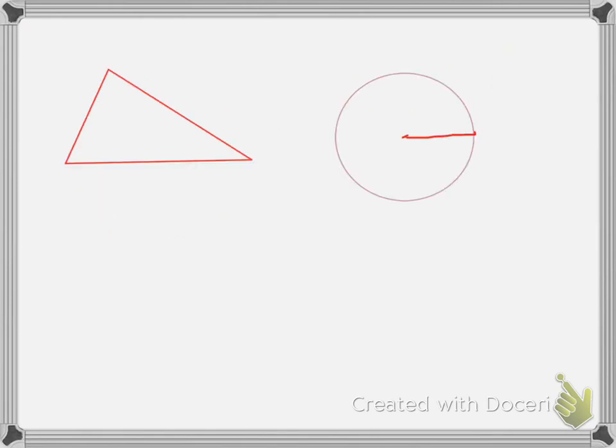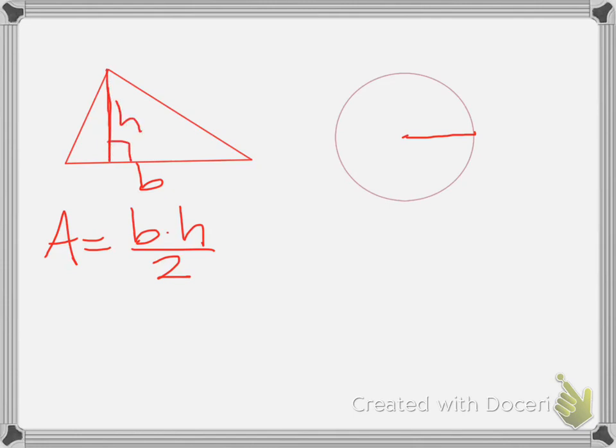Here we see two pretty familiar shapes. We've got a triangle. Area of a triangle is base times height divided by 2. So maybe this is the base and the height would be right there, measured at a right angle. And then we have circles. We talked about circles a week or two ago. The area of a circle is pi times the radius squared. So there's your radius. And that, my friends, is area talk.